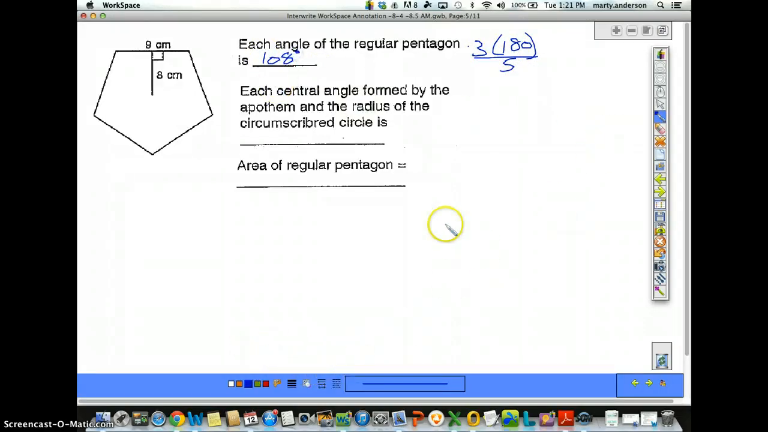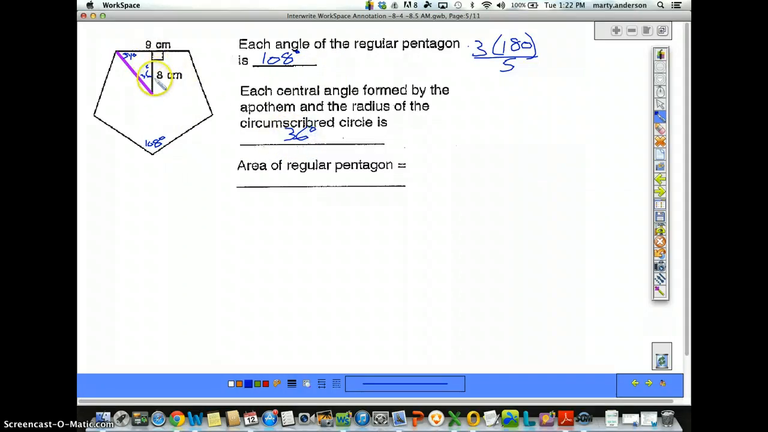Let's take a look at what that looks like when we draw this here. So if I drew that in, I have a right triangle, and then I've got my apothem, and these are each 108 degrees, and this would then have to be 54 degrees right there, and then that's a right angle, and this would have to be 36 degrees. Might be useful to us at some point. They're also asking us for each central angle formed by the apothem and the radius of the circumscribed circle, and we just said that it was 36 degrees.